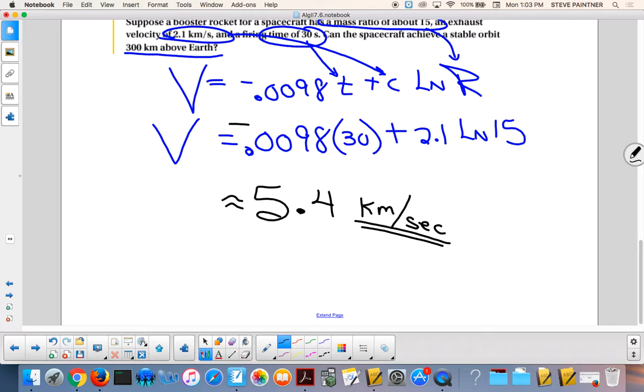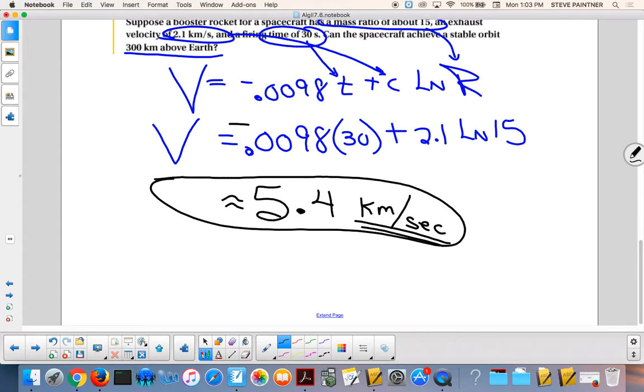Okay? Now, guys, the rocket is going that fast, 5.4 kilometers per second, which is extremely fast. Is that enough speed to maintain orbit? No. The rocket was supposed to go 7.7. It's going to eventually come down, guys. It's not going fast enough. That's it. It is a repeat of Wednesday, Thursday, Friday of last week. It's just a repeat.